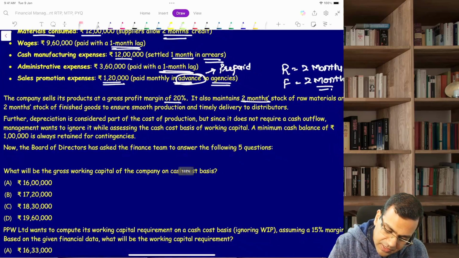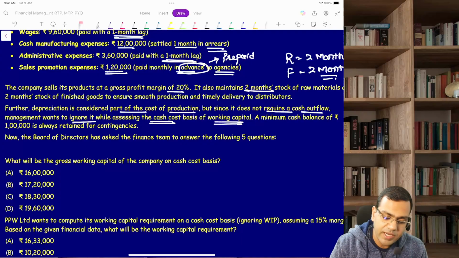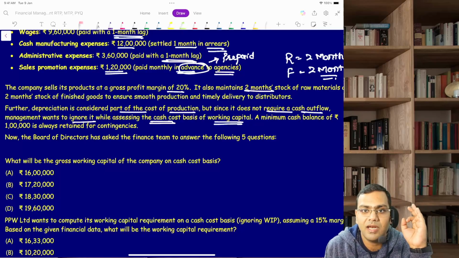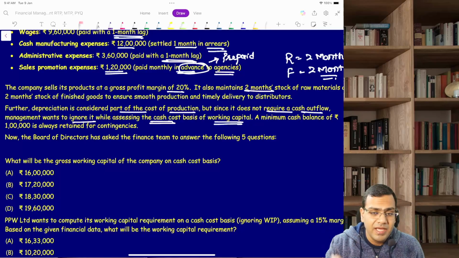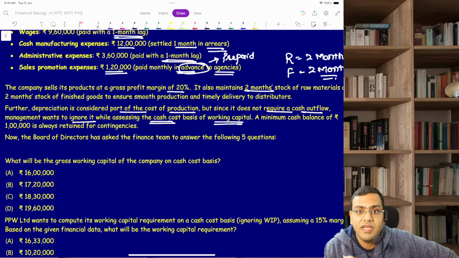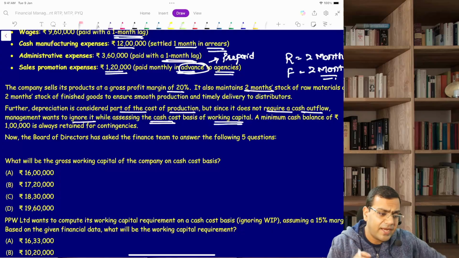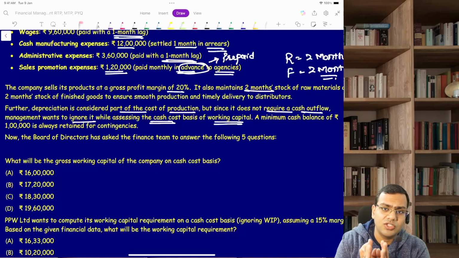Okay, next. Further, the depreciation is considered a part of the cost of production, but since it does not require a cash outflow, the management wants to ignore it while assessing the cash cost basis of working capital. That means the working capital is to be calculated on what? Cash cost basis. See, the very first thing is, from the information that is given, you will get to know that it is a question on estimation of working capital. First and foremost, when you get a question, the first thing that you have to see is which topic the question is on, right? Once you are able to identify the topic, half the job is done there.